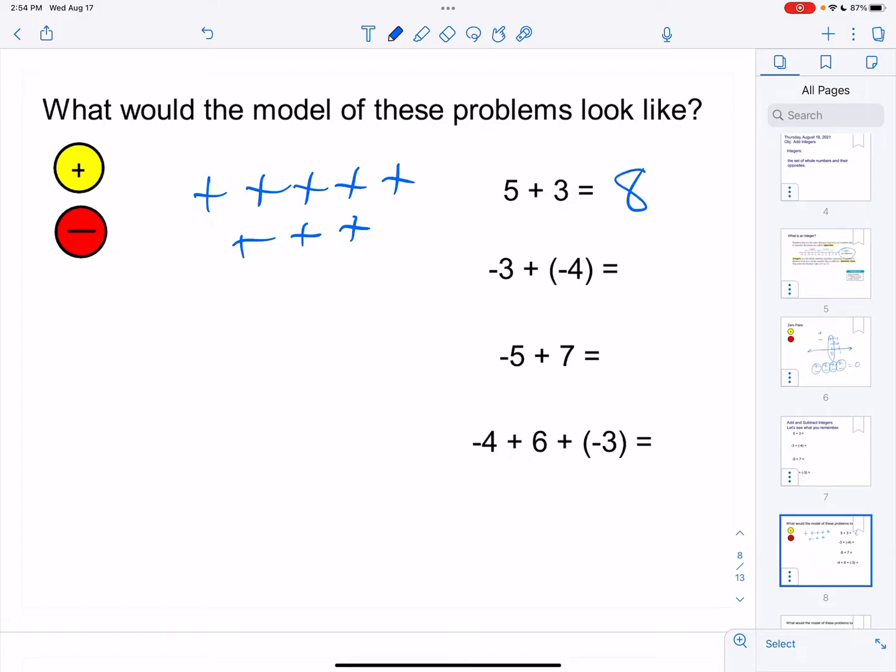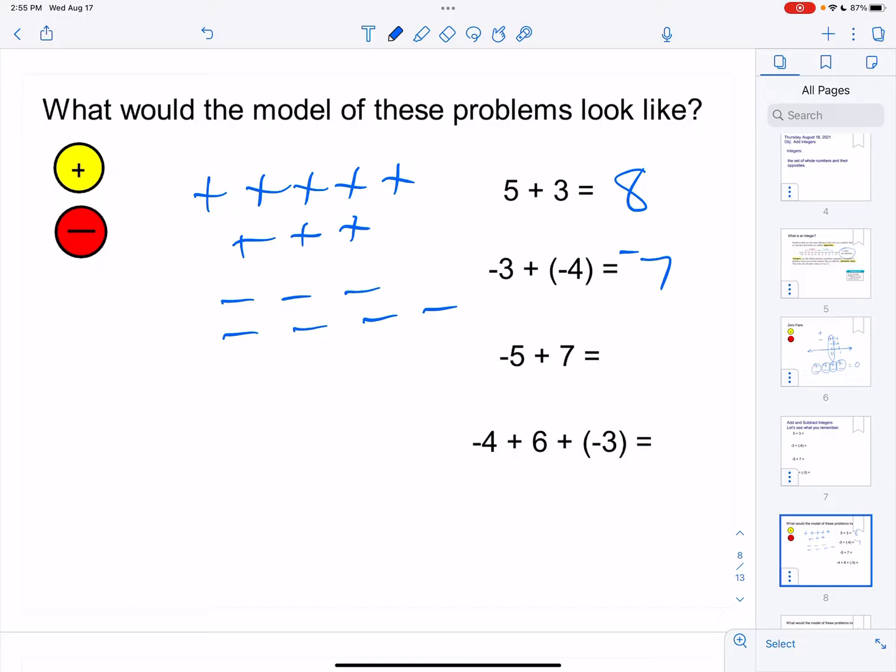Now in the next problem, we got -3 plus -4. So we do the same exact thing, it's just with negatives. So here I've got 3 negatives. I've got 4 more negatives, and I'm adding to that. How many negatives do I have altogether? I've got 7 negatives.